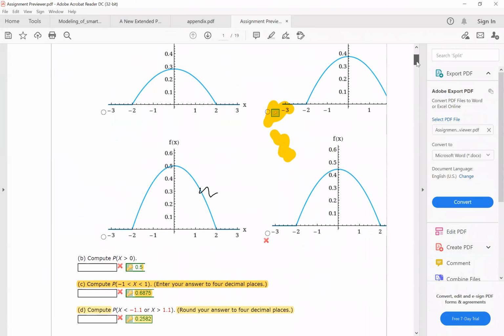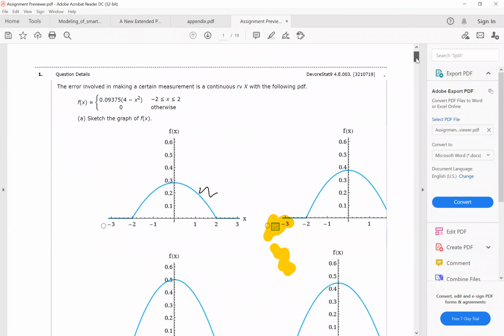So the first problem is from chapter 4, and this is about continuous random variables, the PDF function, and finding the probability from a continuous random variable. The given function here, f of x, is a PDF function, and the support, the corresponding values of x, are from -2 to 2. The first question is to discuss the graph of f of x. So you have to find the graph of f of x.